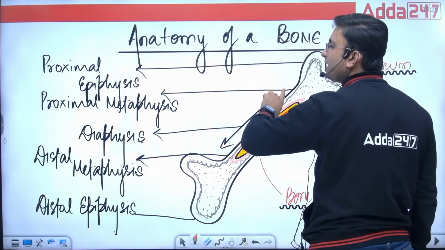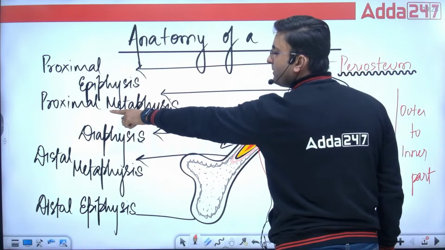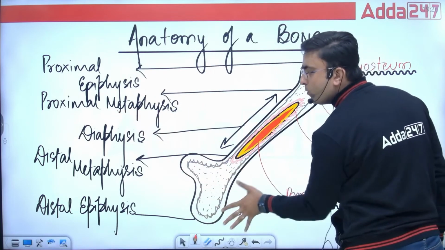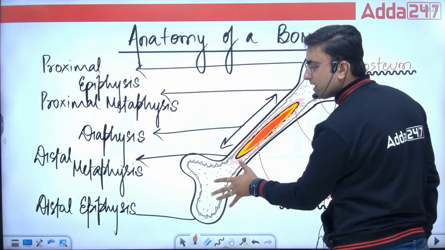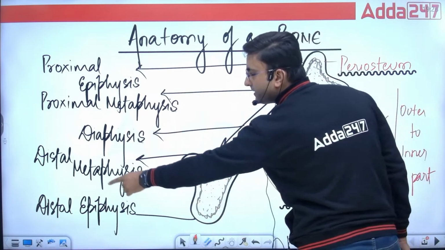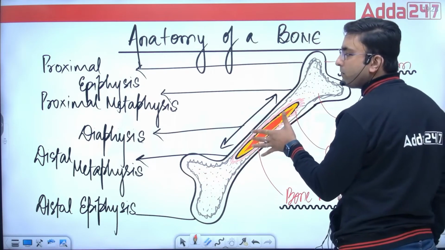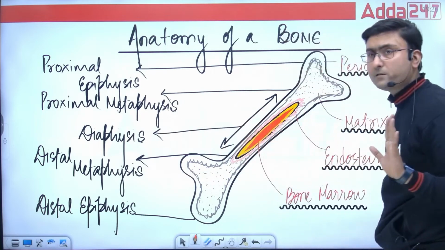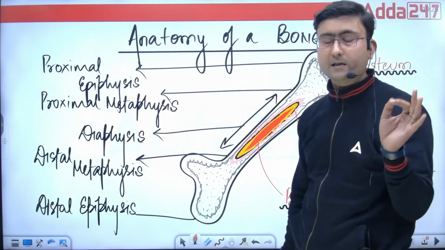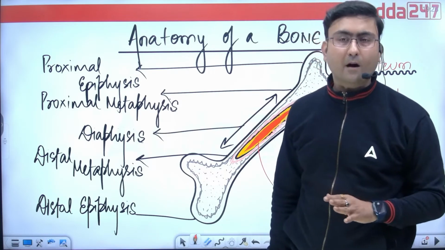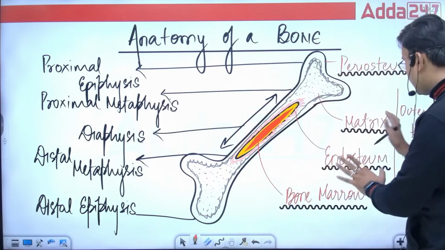Then it is the neck region of upper part, that is why it is called proximal metaphysis. And since these two, epiphysis and metaphysis, are present on the lower end, that is why they are called distal metaphysis and distal epiphysis. But the middle part where the bone marrow exists, that is just diaphysis, because it doesn't possess any proximal or distal part. I hope it is clear. This was the regions and parts.